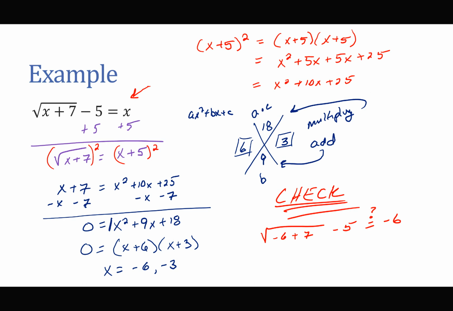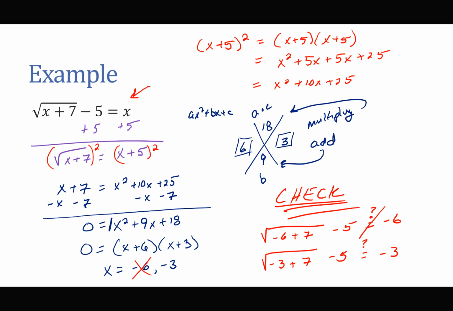-6 plus 7 is 1. Square root of 1 is still 1. 1 minus 5 does not equal -6. Okay? 1 minus 5 would be a -4. So -6 is an extraneous solution. So that one is actually not a solution to this one. Let's check -3. So -3 plus 7 subtract 5. Does that equal a -3?